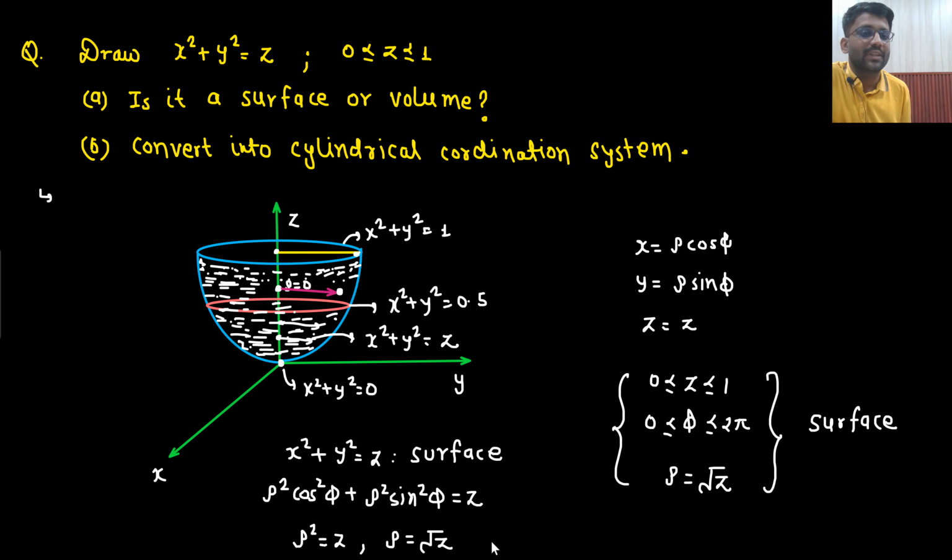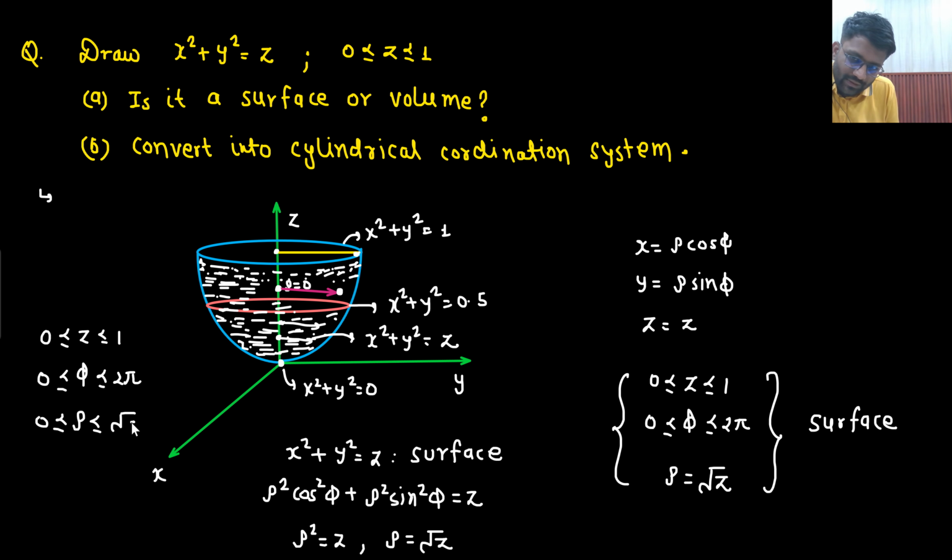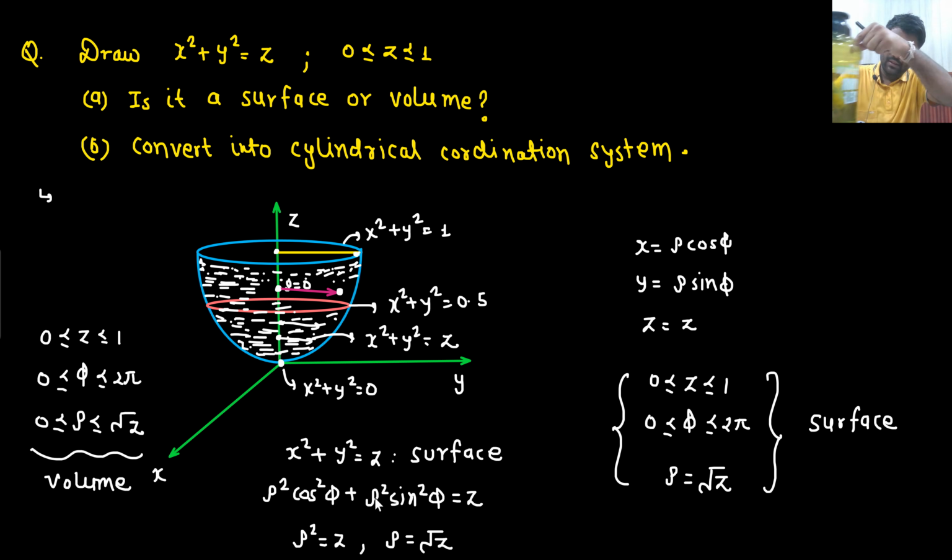If I talk about 0 to under root z, that means I am talking about volume. Basically, if I write that z is going from 0 to 1, phi is going from 0 to 2 pi, and rho is going from 0 to under root z, that means I have covered the whole volume. Why? Because 0 to 1 in the z direction I have moved, 0 to 2 pi means the complete angle I have moved, and along with that, from inside the bottle till the surface I have come. So this is the volume and this is the surface. I hope you are able to understand now.